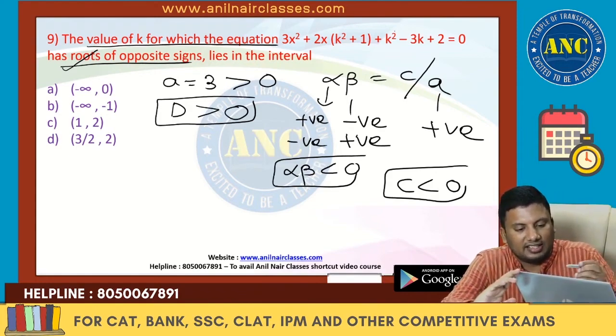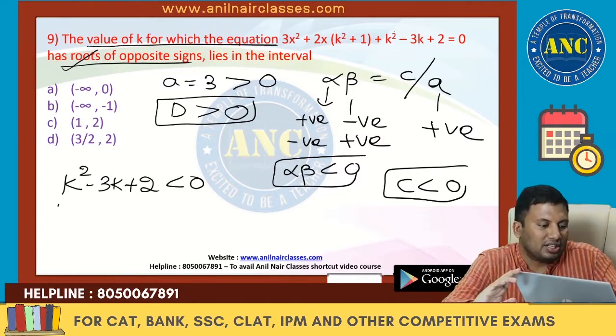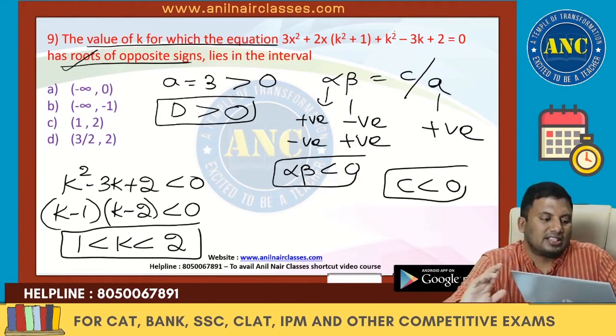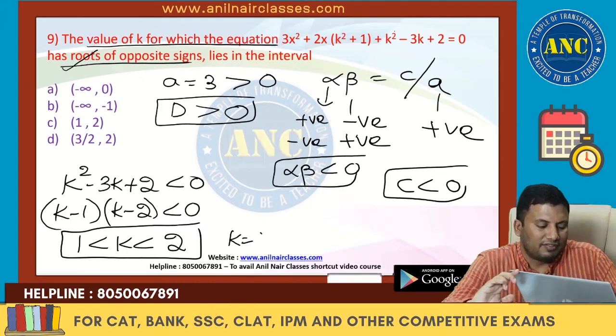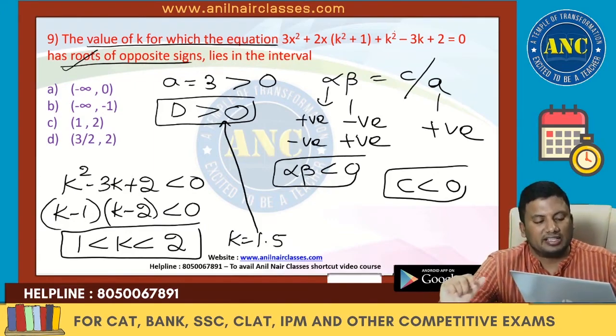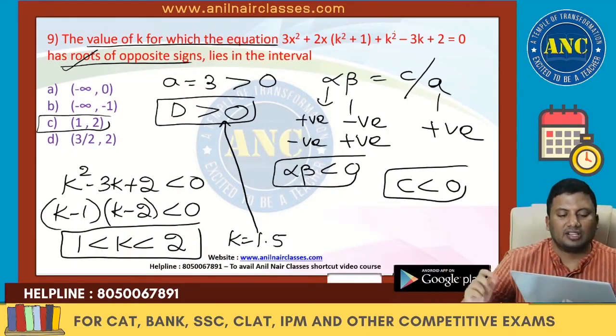What is C? C is nothing but k square minus 3k plus 2. It is less than 0. K minus 1 into k minus 2 is less than 0. Less than means k lies between the values, 1 less than k less than 2. Take some random values, for example k 1.5, and check whether the discriminant is greater than 0. If it is greater than 0, then the answer is 1 comma 2.